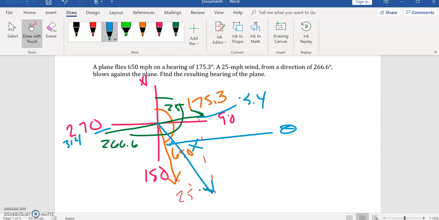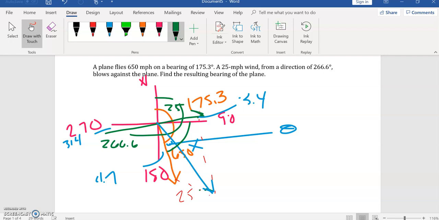Remember back from chapter 1 we had all those rules about congruent angles and parallel lines. That's useful. These are vertical angles, therefore they're the same. I can also figure out what this is. This is 180 minus 175.3. This is 4.7.